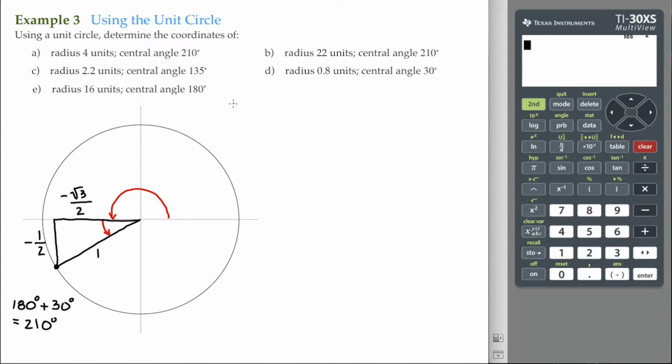So what I like to do is write it like this. I have a radius of 1 unit. Then I'm going to have coordinates of negative root 3 over 2, and another one of negative 1/2. Now again, that's with a radius of 1 unit. If I have a radius of 4 units, I just write it like this.